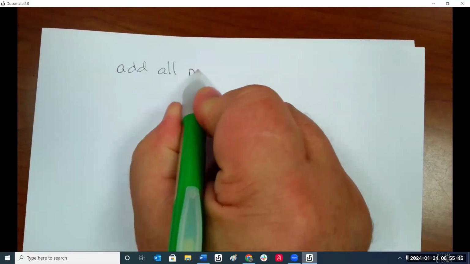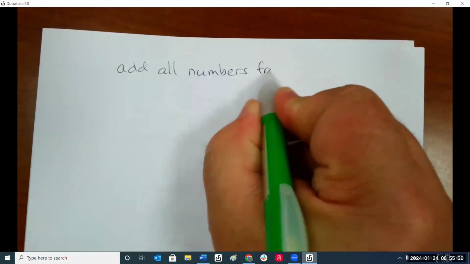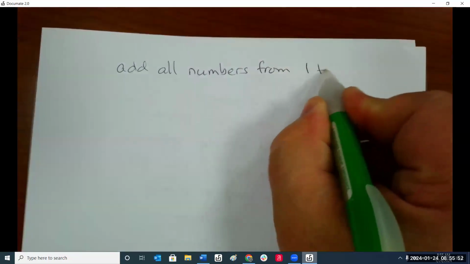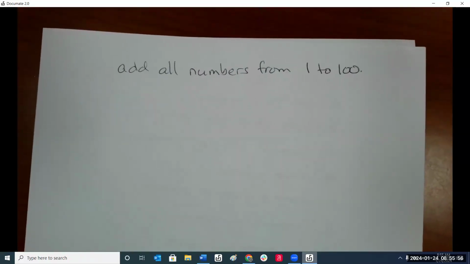Add all numbers from 1 to 100. Don't come back until you have the final answer. I ask you now to solve this. Add all the numbers from 1 to 100.